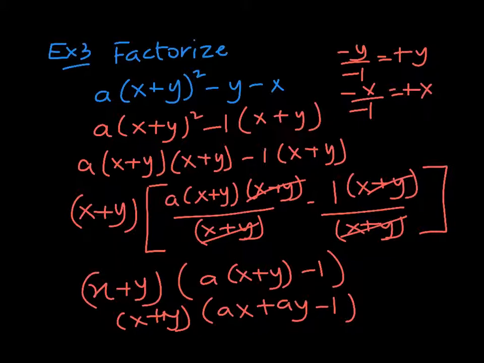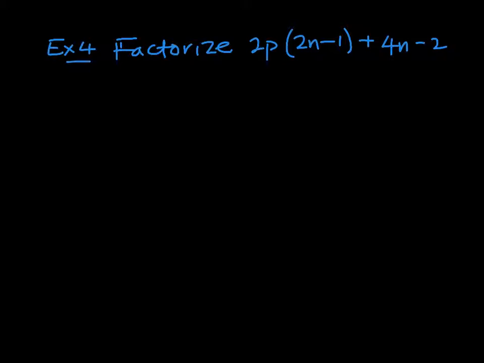The reason why we did that is just we multiplied a by x, and then we multiplied a by y, and we wrote it out in full. So that process is called expansion. So factorize 2p(2n - 1) + 4n - 2.